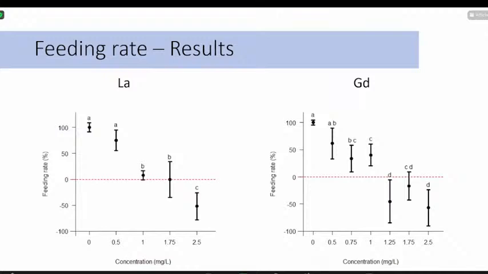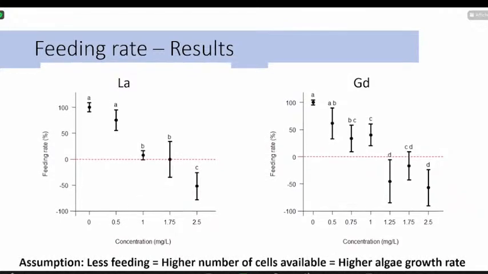What is interesting here is that this red line indicates the point where the feeding rate is 0%. So how can we have a negative feeding rate if it should not be possible? This might have been due to other problems that we had during the test. One assumption is that the daphnids were feeding less, which increased the number of algae cells available, which then made them grow more. So we actually ended with more cells available than what they could eat. For this reason, we get negative values for the feeding.